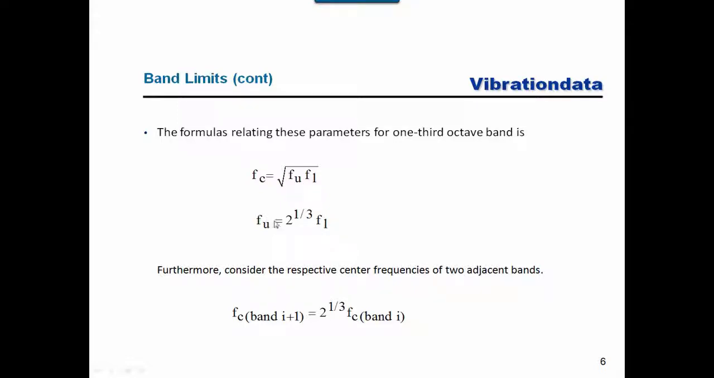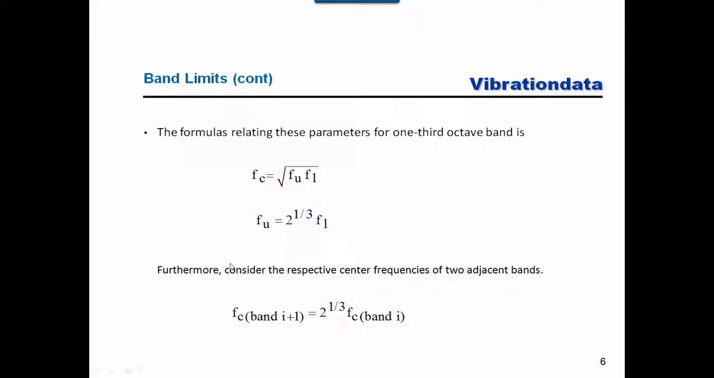Then the upper frequency is equal to 2 raised to the power of 1/3 times the lower frequency limit. So what we have here is 3 different frequencies, and we've got two formulas. So if we know any one of the frequencies, and we know that it's a 1/3 octave band, then we can calculate the other 2 frequencies.